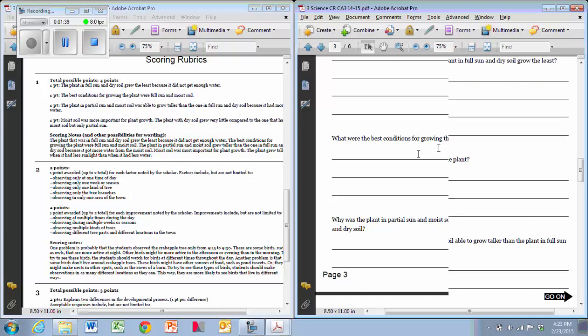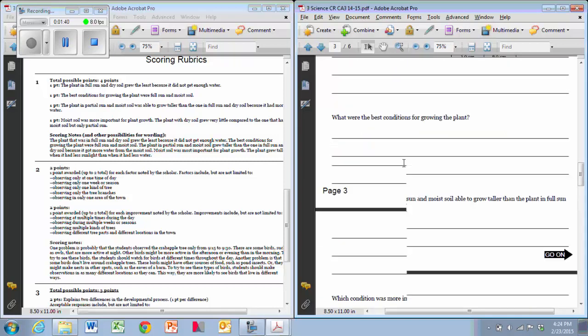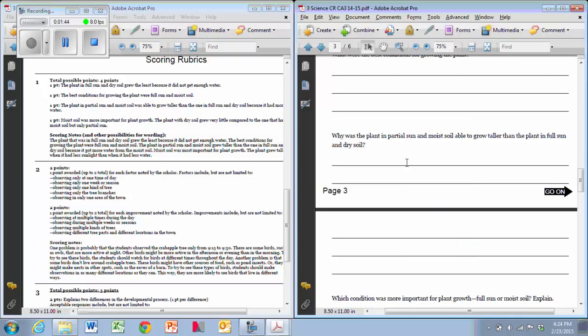And then the third part down here, why was the plant in partial sun and moist soil able to grow taller than the full sun, dry soil? They need to write something about how it was able to grow taller because it had more water, and that will get them 1 point.